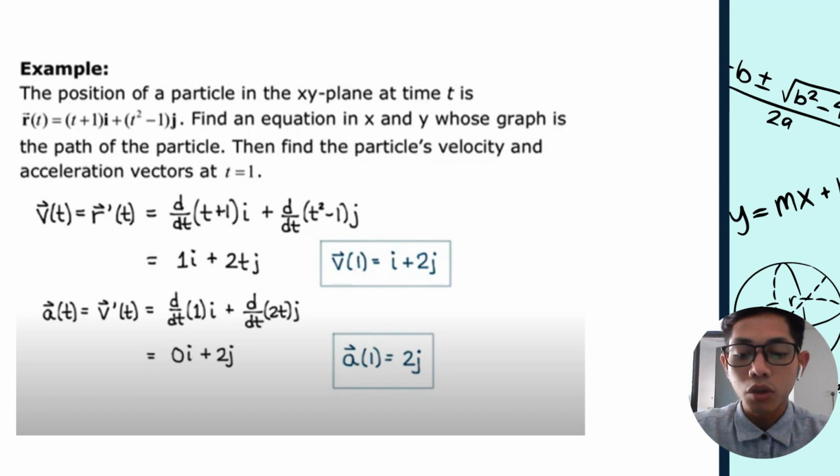Acceleration is the derivative of velocity: a of t equals v prime of t equals d over dt of 1 for i plus d over dt of 2t for the j component, which equals 0i plus 2j. Plug in 1 for t, but there is no t in the equation, so we get a of 1 equals 0i plus 2j. This is the same acceleration at any time on that curve. Thank you.